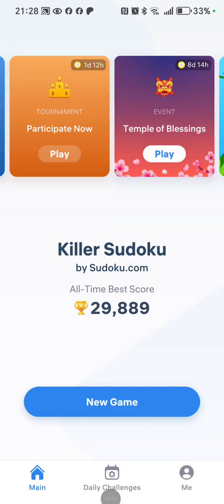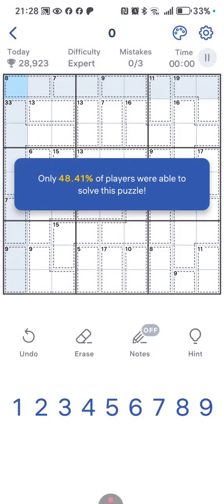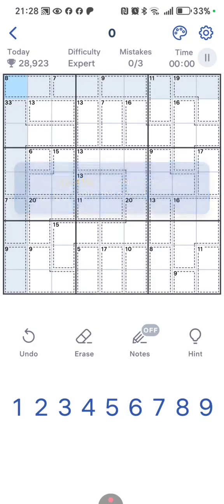Hello again, folks. We're going to do some narrated killer Sudoku. I thought this was going to start quicker than it did, but it got stuck for some reason. 48, so a little bit under 50% of people solved this. But hey, we take nothing for granted, folks, do we? We take nothing for granted.